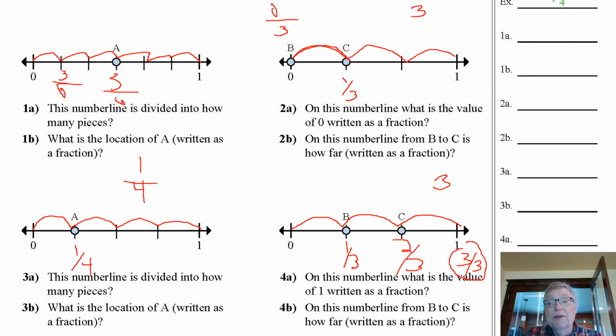And let's take a look. On this number line, from B to C is how far? Again, the distance between B and C is 1/3. So I'm going to go ahead and fill out my answers here. Number 1 would be, it's divided into 6 equal parts. Number 1B would be 3/6.